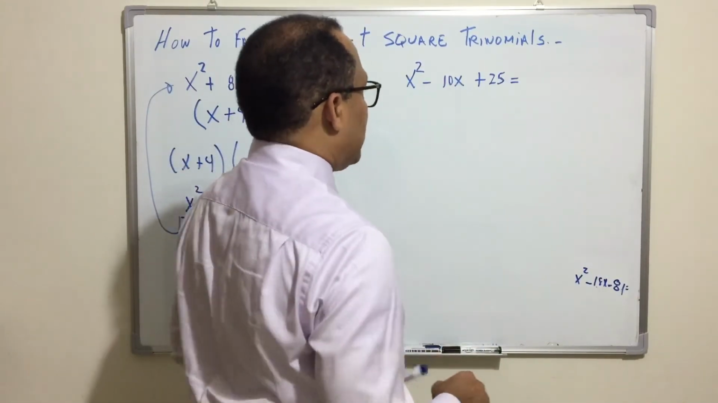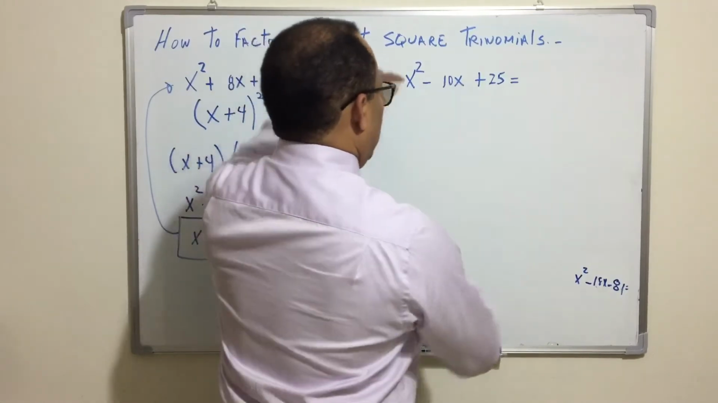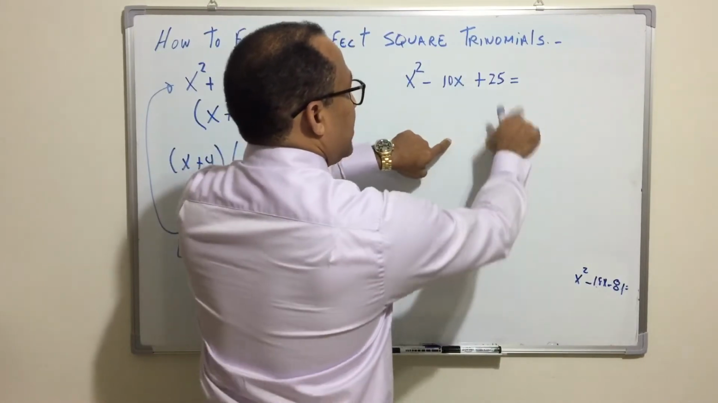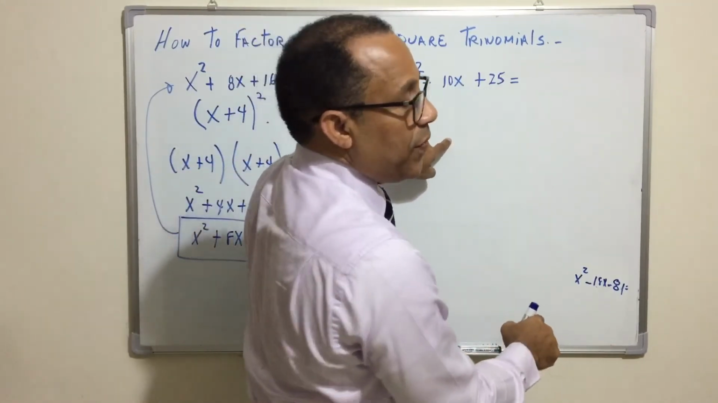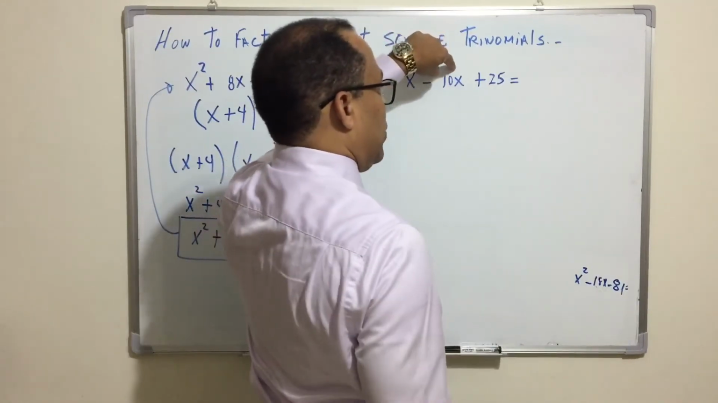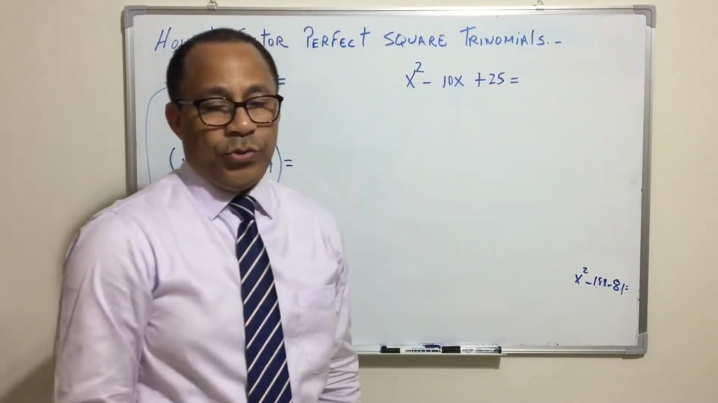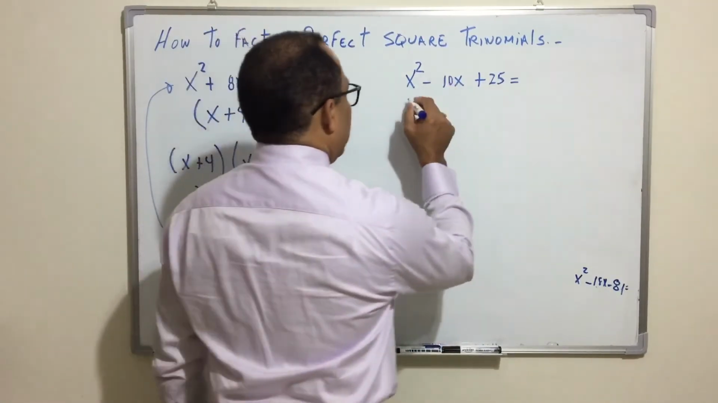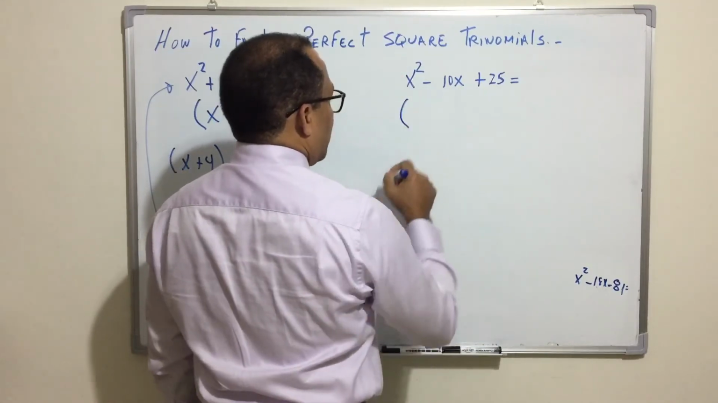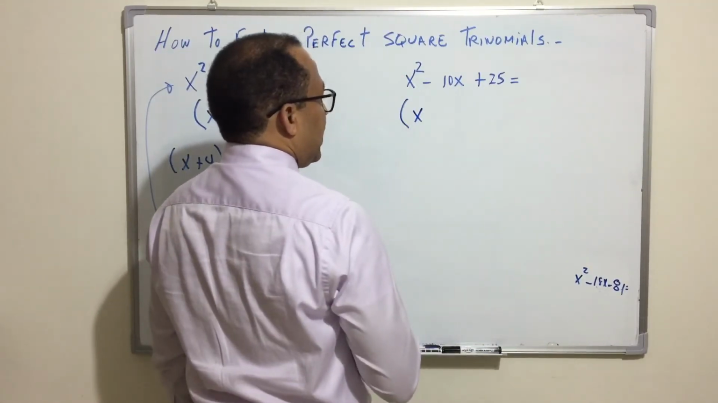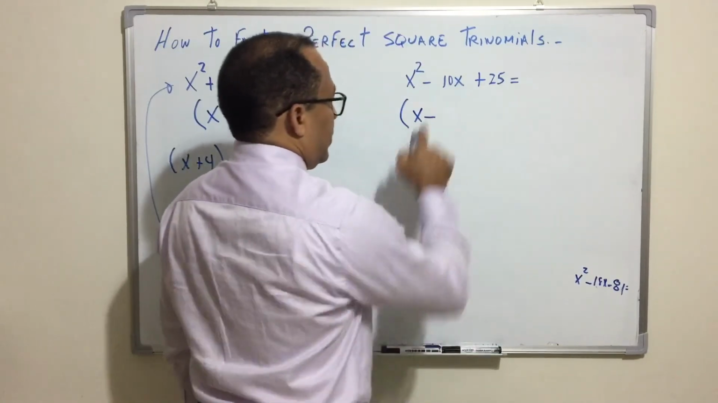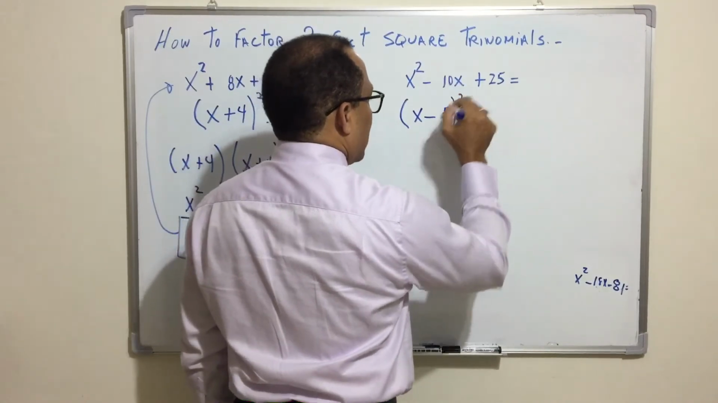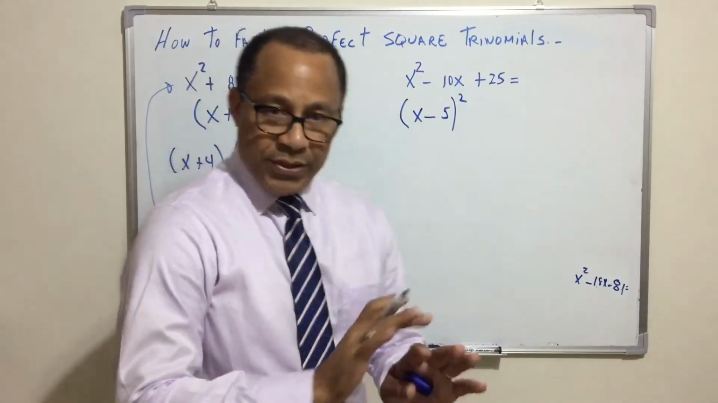Okay, the second term is equal to 2 times the square root of the first term, which is x, 2 times x, 2x, times the square root of the third term, which is 5. 2x times 5 is 10x. It's right here. Now we know that it's a perfect square trinomial, and now we can factor it as such. How do we factor it? Again, open parenthesis, square root of the first term, sign of the second term, square root of the third term, which is 5, close parenthesis to the second power. Here it is. It is already solved.